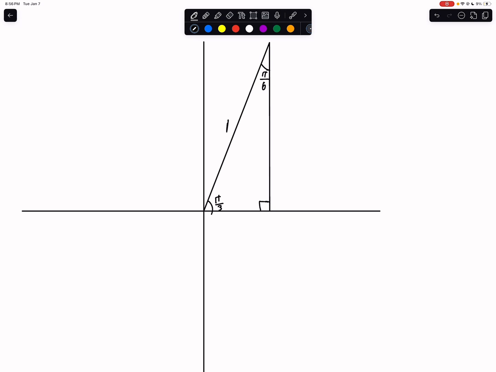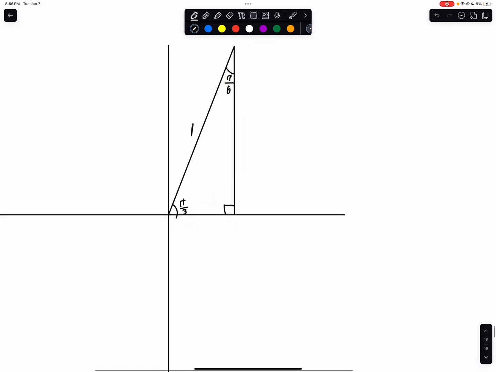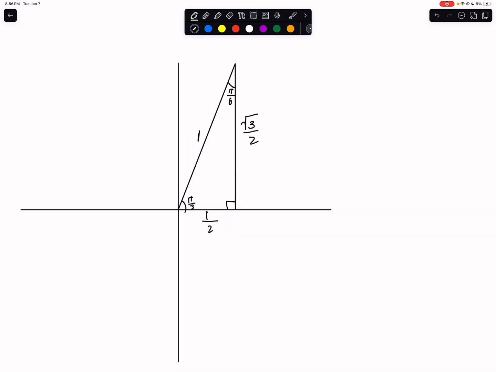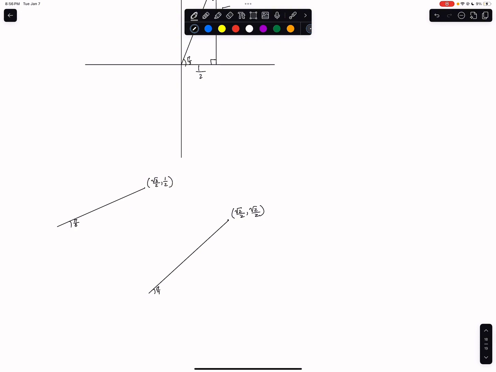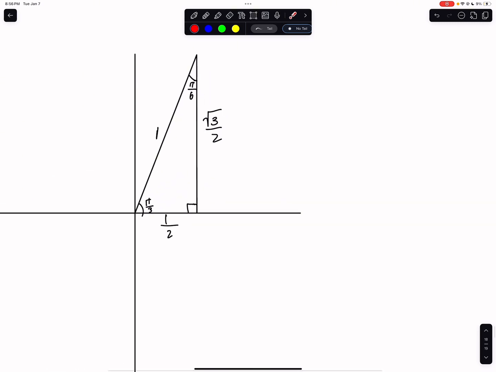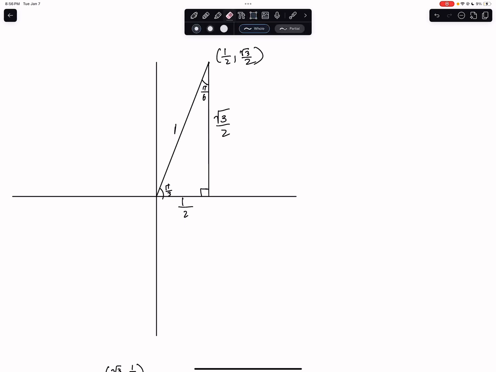Again, radius is 1, so hypotenuse is 1. Using special right triangle terminology, this will be 1/2, and then this will be square root of 3 over 2. I'm taking it off of the one we just did; hopefully you see that it's just in reverse. So this coordinate pair will be 1/2, comma, square root of 3 over 2. Perfect. Okay.